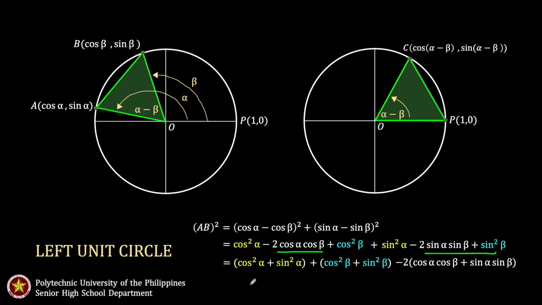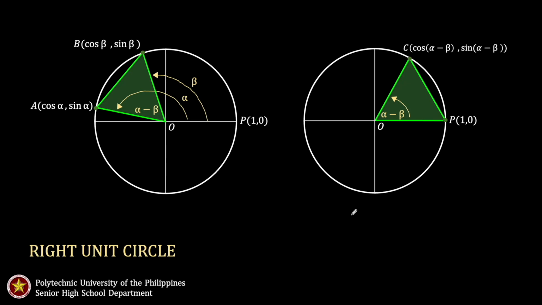We all know from trigonometric identity that this is equal to 1. This is also equal to 1. So we have 1 plus 1, which is 2, minus 2 times the quantity cosine alpha times cosine beta plus sine alpha times sine beta. We will call this equation single star. Now let's go to the right unit circle.